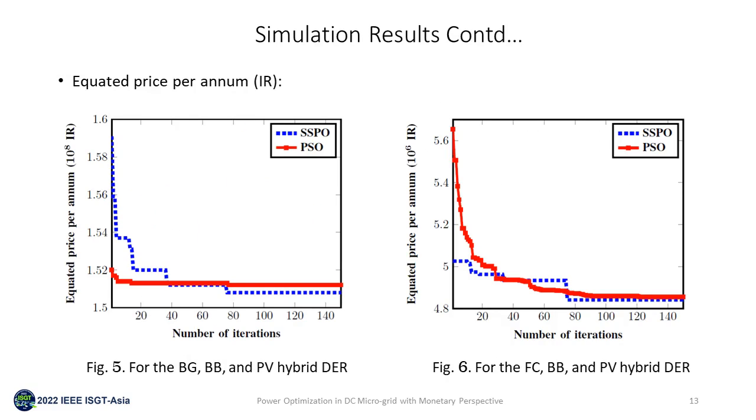Continuing with the results, equated price per annum. Here, figure 5 and figure 6 show the equated prices per annum for the first and second hybrid DER. Figure 5 is for the first hybrid DER, figure 6 is for the second hybrid DER. It is observable from these figures that the social spider optimization provides the least value of equated price per annum in each case.